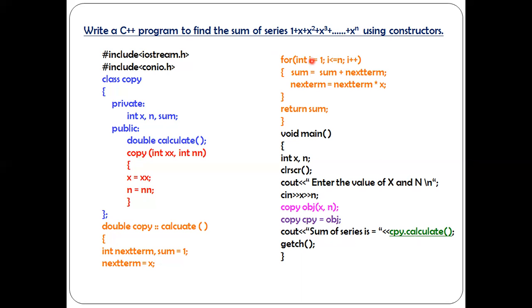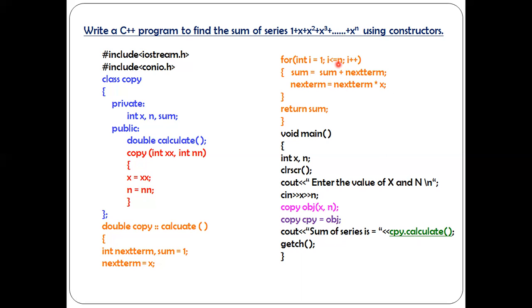So we'll substitute. So I is equal to 1. I is less than or equal to n. What is the value of n? N is 5. That means 1 is less than 5. Yes, it is true. True means I need to execute these two statements. Okay. Sum is equal to sum plus next term and next term is equal to next term into x. Okay. These two statements will execute until the condition is true.